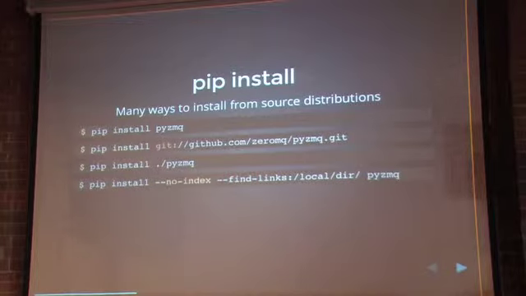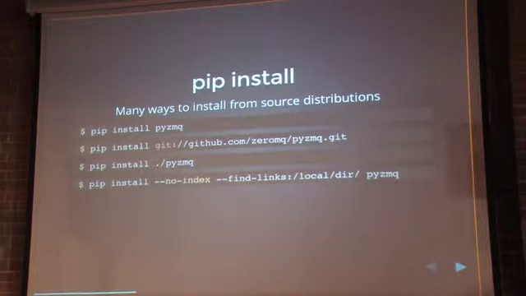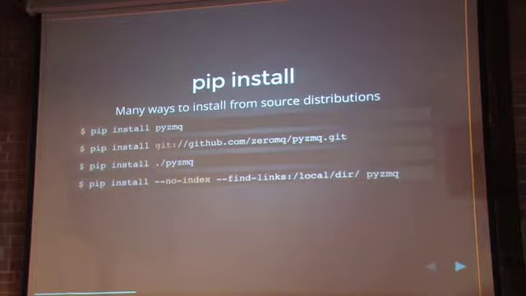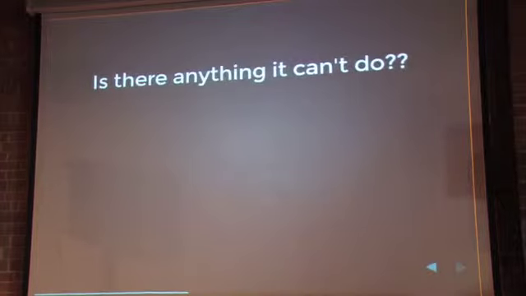And finally, if you combine the no-index and find-links options, you can basically tell it, don't go to the package index on the internet, treat this local directory as my own local package index. I have a bunch of, say, source tarballs in there or something. Find the package pyzmq in this case and install it. So that's a lot of options. Pip is pretty deluxe in that regard. Is there anything it can't do?